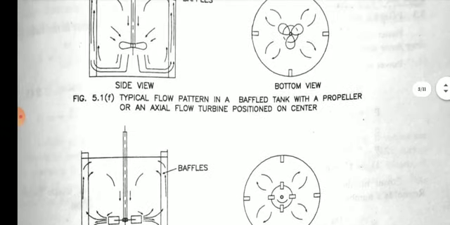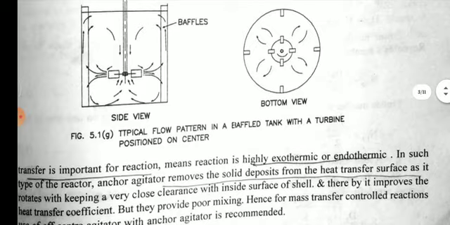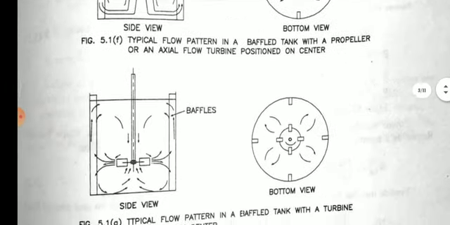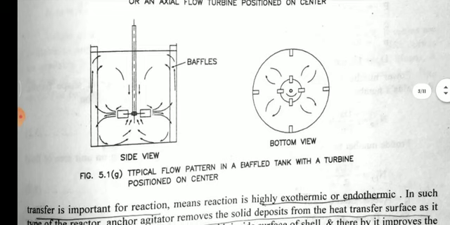Here it is mounted on a shaft at the center. The position also depends on the flow patterns. Now 5.1G is a typical flow pattern in a baffled tank with a turbine positioned at the center, and there is a bottom view and here is a side view.